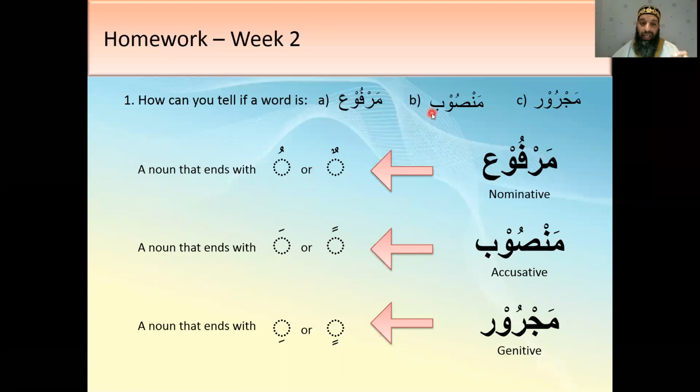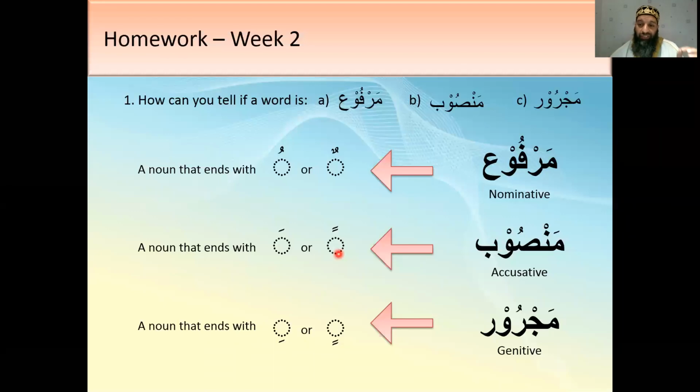Okay, so the next one, how can you tell if a word is mansoob? The answers are written here. It says, yes, any noun in the singular form. We've only done singular form yet. Any noun in the singular form, if it ends in a fatha or a double fatha, so it ends in a zabar or two zabars, then the case of that word is mansoob. So you can look at the Quran, look for the singular nouns that have that ending, and you can say that word is mansoob. It's just the case that it's in. It's just the state that it's in.